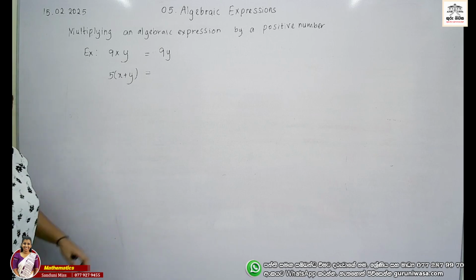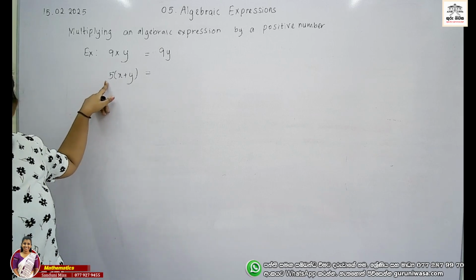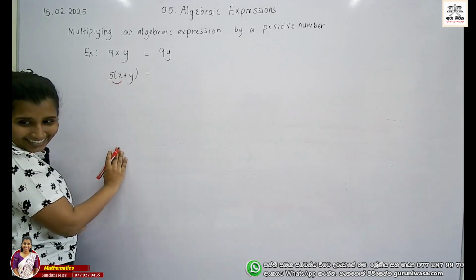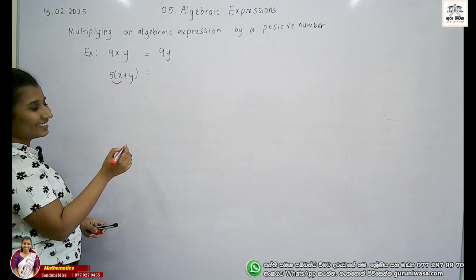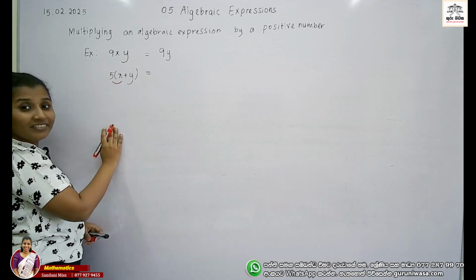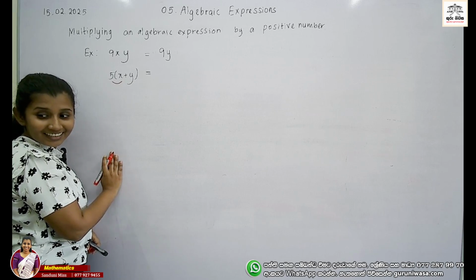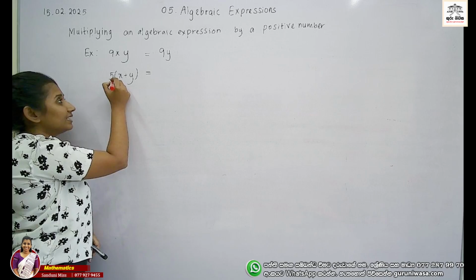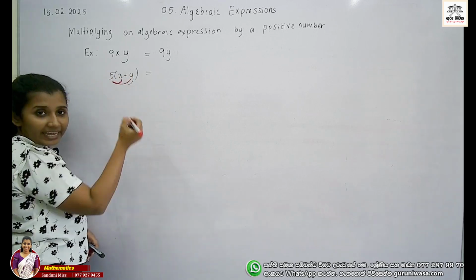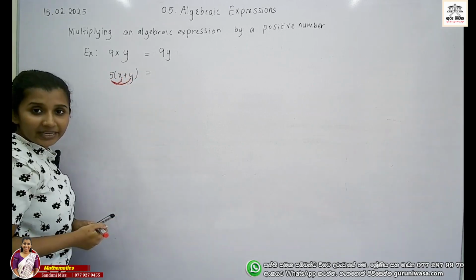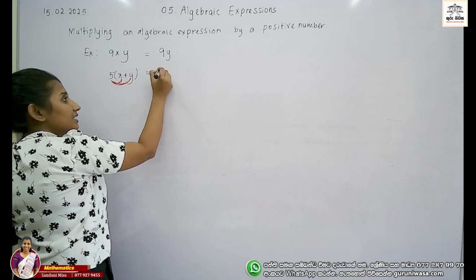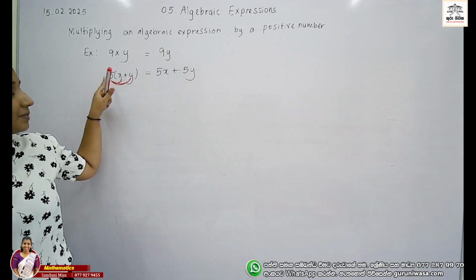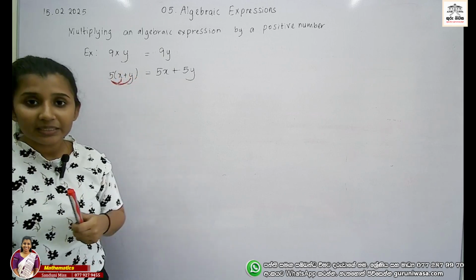Right. x plus y is the algebraic term. We are going to multiply it by 5. So how do you multiply? Each term. So 5 should be multiplied by x as well as 5 should be multiplied by y. So the answer is 5x plus 5y. x plus y multiplied by 5 means each and every term is multiplied by 5.